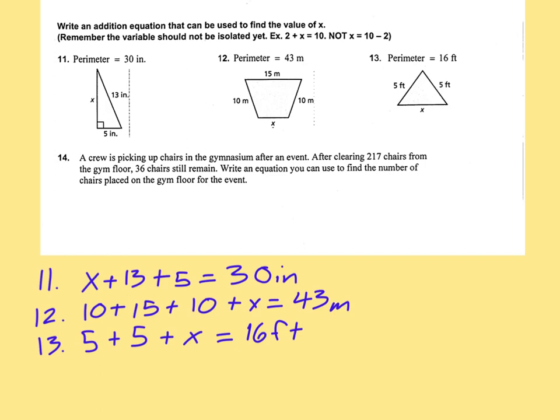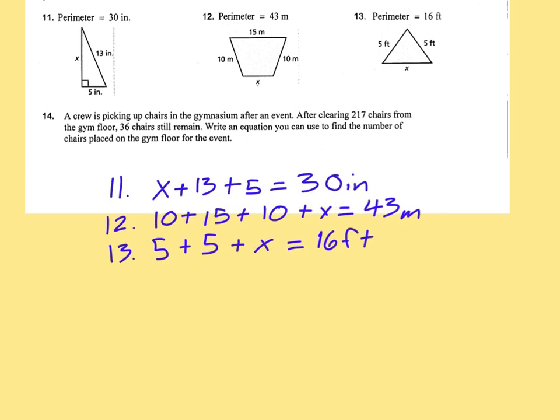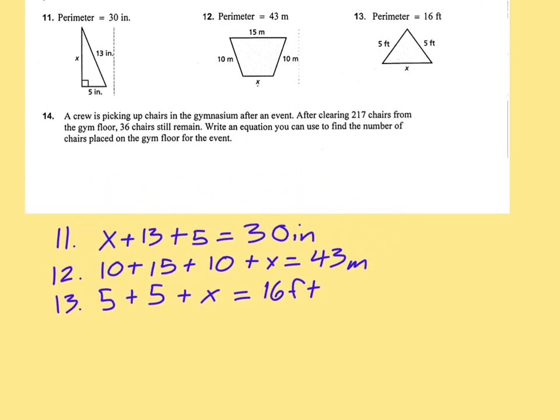Okay, let's take a look at this word problem. I know that sometimes with these word problems, we get to where we're like, oh, I'm not feeling good about it. But really, word problems are just, if you can break it into parts, it makes it a little simpler. So it says, a crew is picking up chairs in the gymnasium after an event. After clearing 217 chairs from the gym floor, there's 36 chairs that still remain. Write an equation you can use to find the number of chairs placed on the floor for the event.